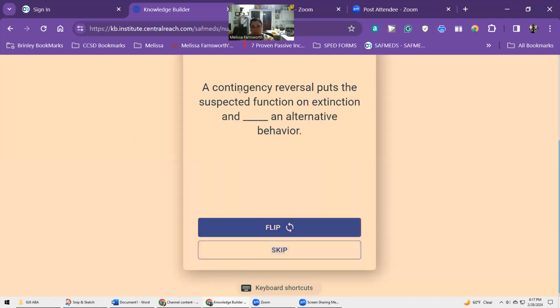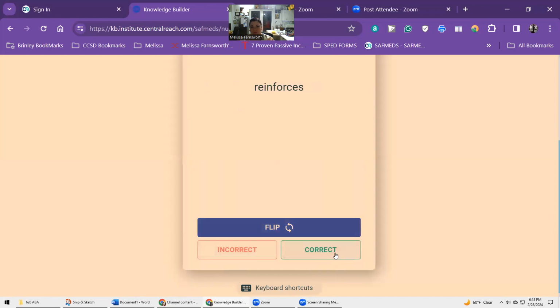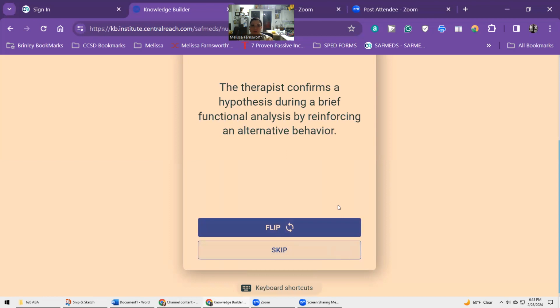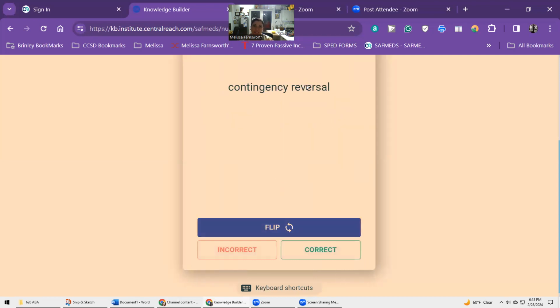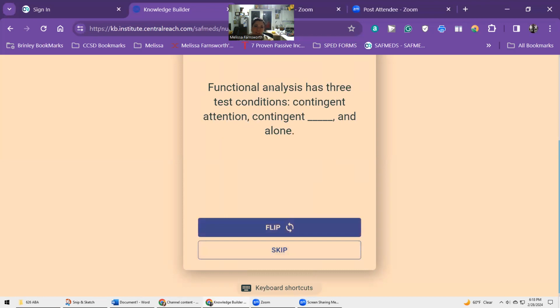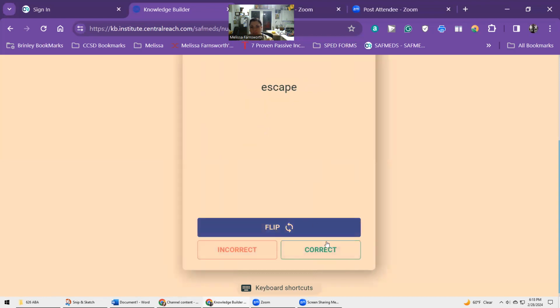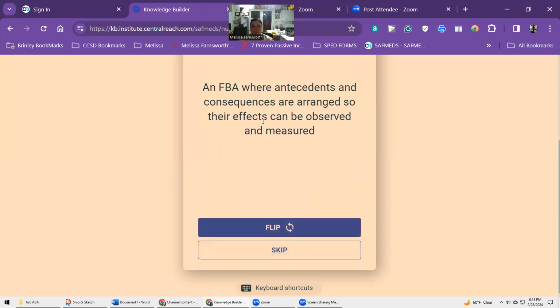1. Contingency reversal puts a suspected function on extinction and blank an alternative behavior. Reinforces. The therapist confirms a hypothesis during a brief functional analysis by reinforcing an alternate behavior. Contingency reversal. Functional analysis has 3 test conditions: contingent attention, contingent blank, and alone. Escape. An FBA where antecedents and consequences are arranged so their effects can be observed and measured.